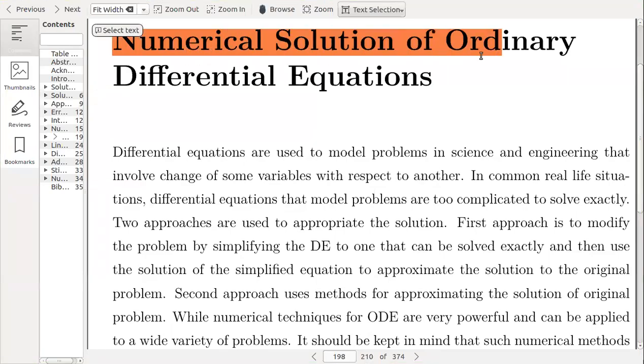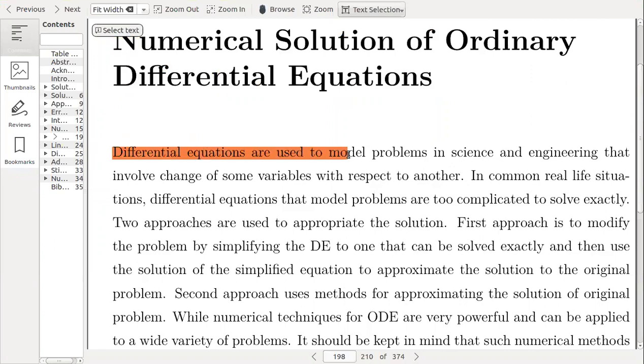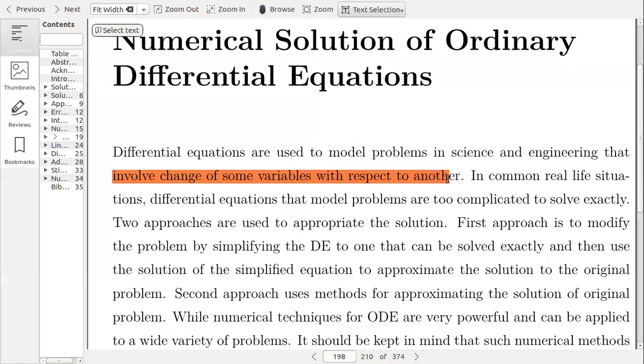Numerical solution of ordinary differential equations. Differential equations are used to model problems in science and engineering that involve change of some variables with respect to another. In common real-life situations, differential equations that model problems are too complicated to solve exactly.